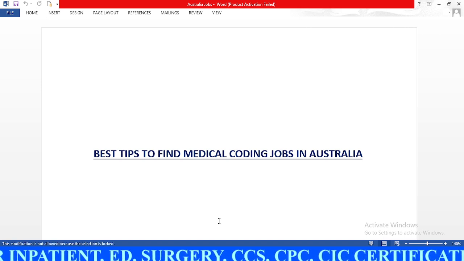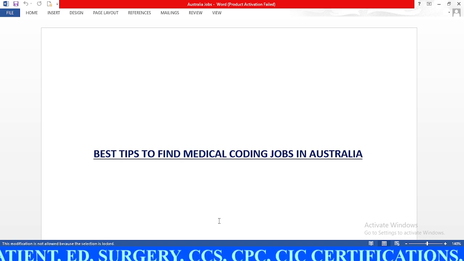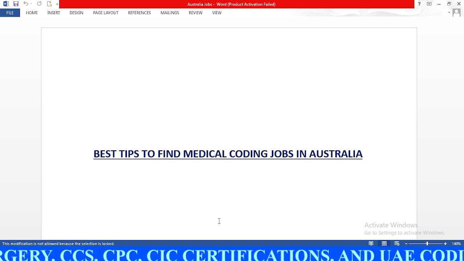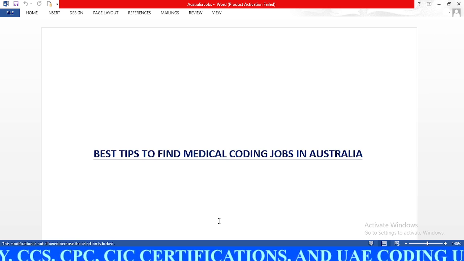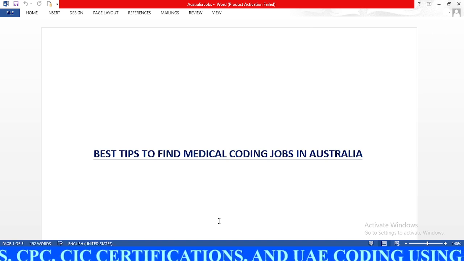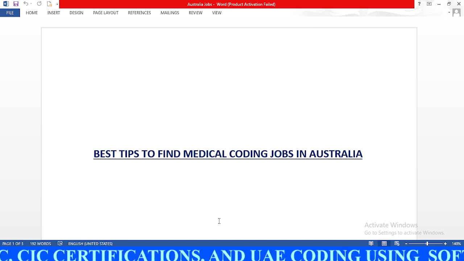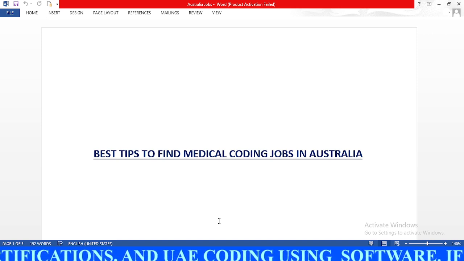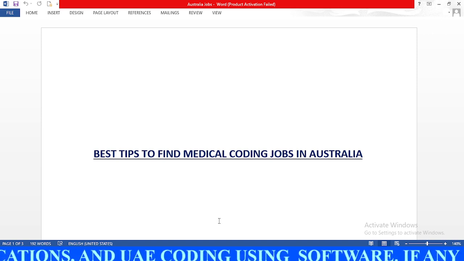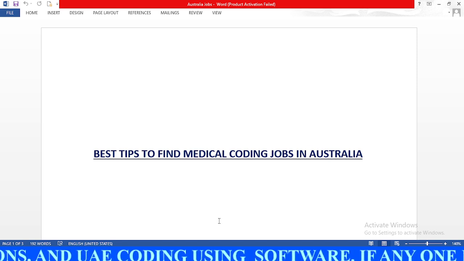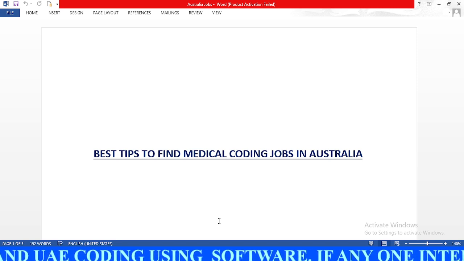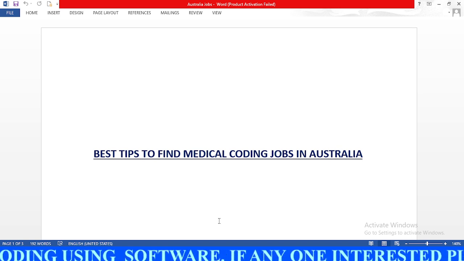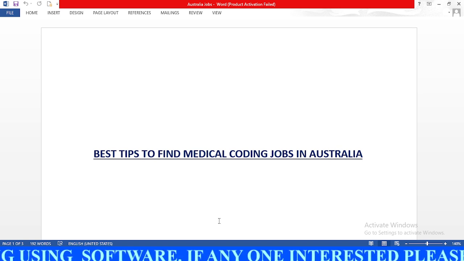Today's session we are going to learn the best tips to find medical coding jobs in Australia. The objectives of today's session include: what is the Australian healthcare system, who is a clinical coder, and what are the books needed in order to learn Australian medical coding. We will see code analysis, and also what the certification for Australian medical coding is, and how we can get jobs in Australia.